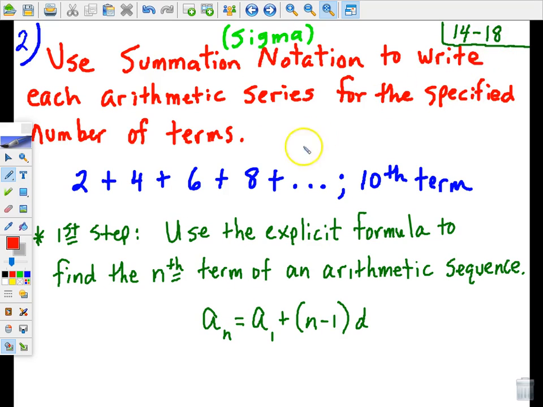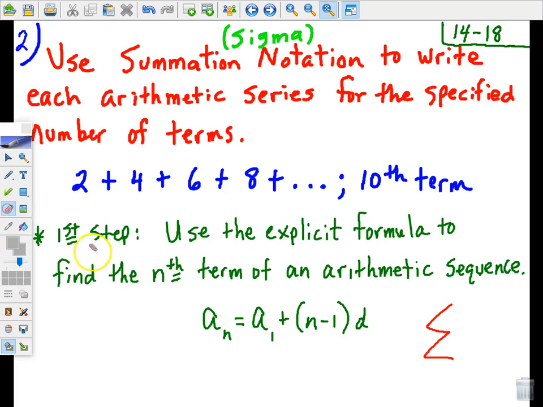14 through 18 are going to be like this. They're going to use the words "use summation notation to write the series." Okay, and when you see summation notation, just remember that's going to involve sigma. And I'm going to walk you through the process of how to come up with that complete expression, the summation notation, to represent a given series.